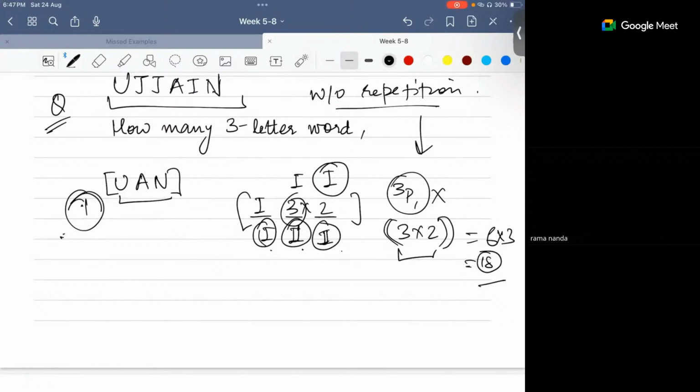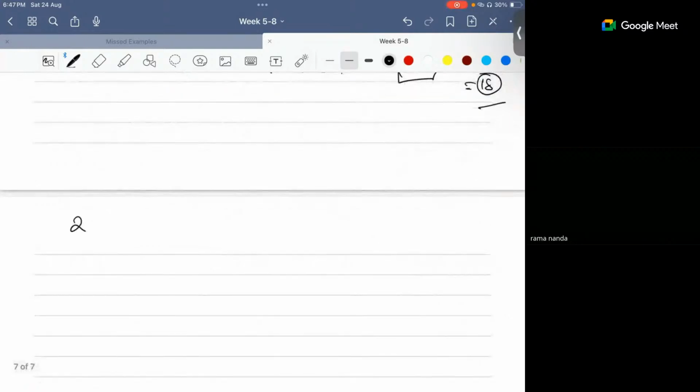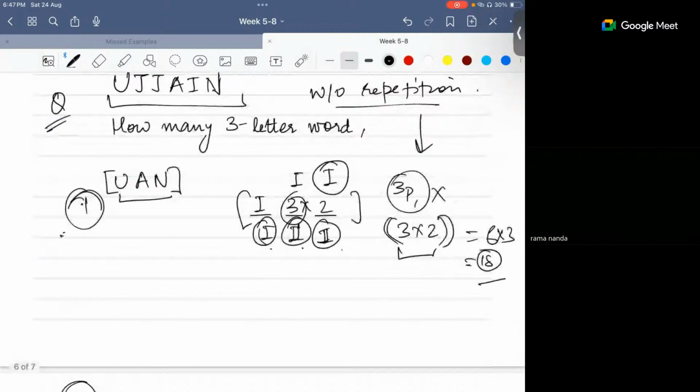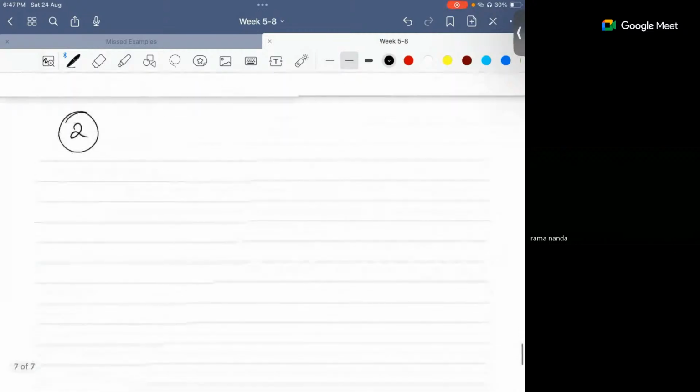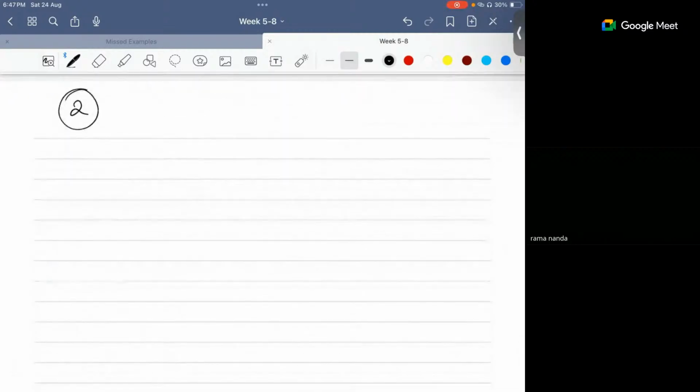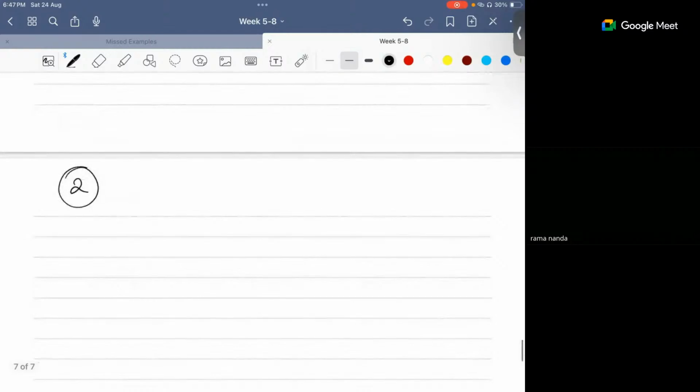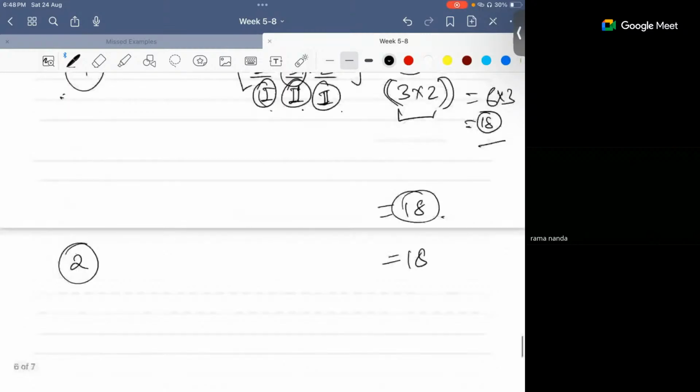Yeah. So in the second case, got it. In the first case we haven't used J. In the second case we are using J. So if J is used once to form a three-letter word, from this case also we'll be getting 18, I guess. So 18 plus 18, 36 ways should be there, I guess. Is this clear? How did it come 18 and 18?